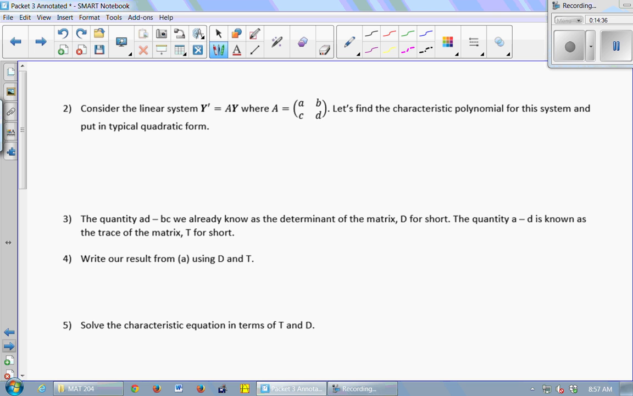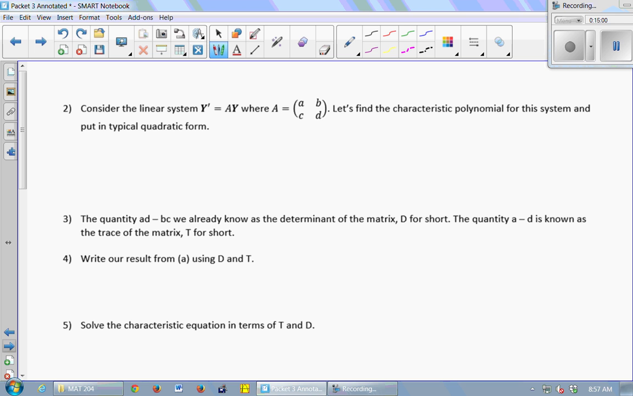Okay, so now we're going to talk about the trace determinant plane. Making that table is one way that you can organize all your information about linear systems. But we have this other graphical way called the trace determinant plane. So let's look at a random linear system that just has A, B, C, D, like a generic 2x2 matrix.